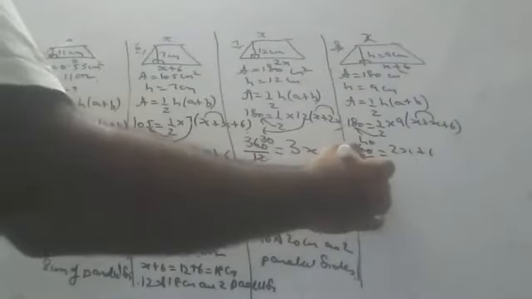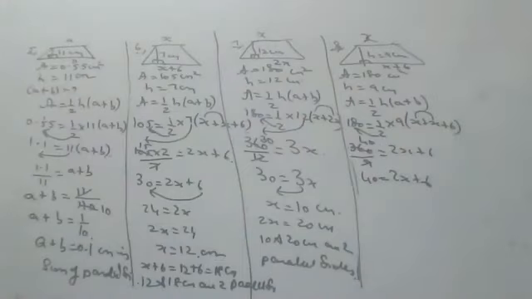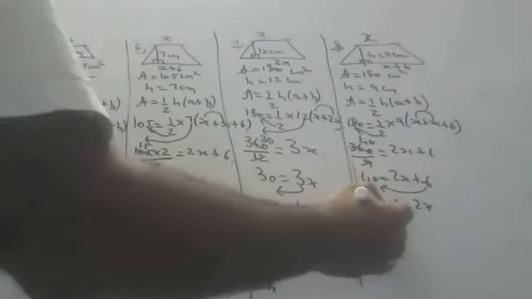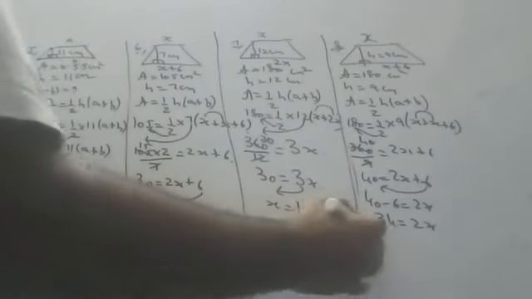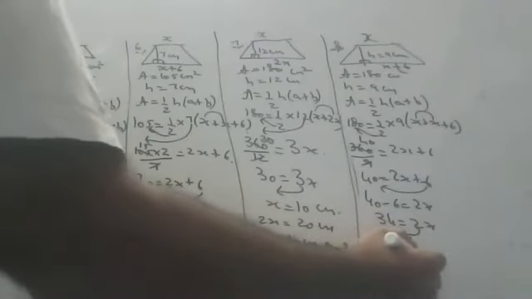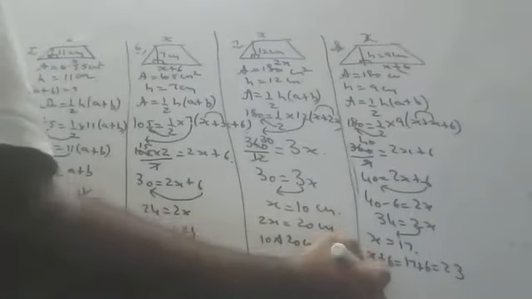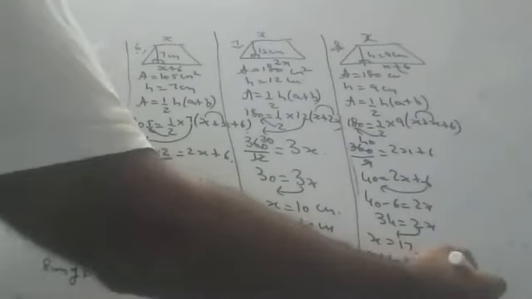So 40 is equal to? Yes, sir. 40 is equal to 2x plus 6, so 40 minus 6 is equal to 2x, sir. 34 is equal to 2x. X is 34 by 2, 17, sir. If one is 17, the other is? The other is 23, sir. So what are the two sides? 17 and 23 centimeters are the two sides.